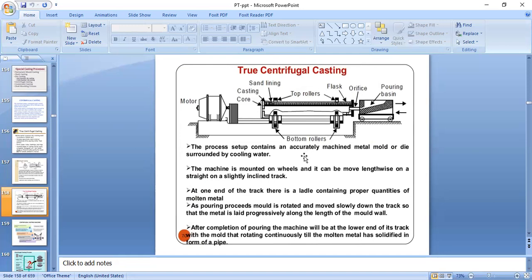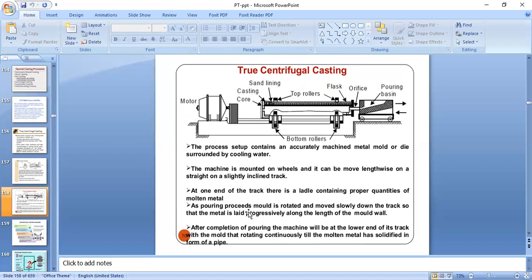The process setup contains an accurately machined metal mold or die surrounded by cooling water. The die is surrounded with a cooling water jacket so that heat is dissipated continuously. The machine is mounted on wheels and it can be moved lengthwise on a slightly inclined track. At one end of the track, there is a ladle containing the proper quantity of molten metal to pour into the mold.